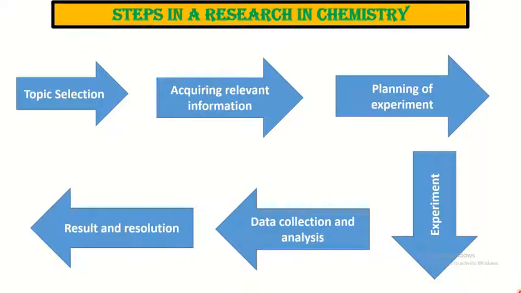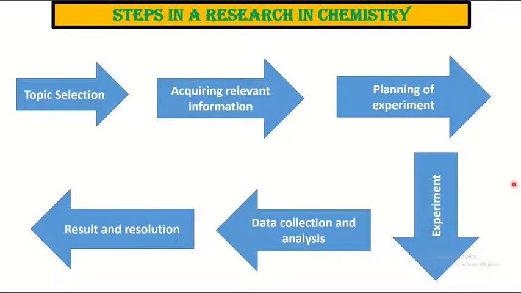And the last step is result and resolution. Here, the final result is calculated. By doing the experiment step by step, a researcher does his experiment. For example, to observe the temperature change while dissolving a compound like ammonium chloride into water, at first you have to select this topic. That means you will observe the temperature change while dissolving ammonium chloride into water.